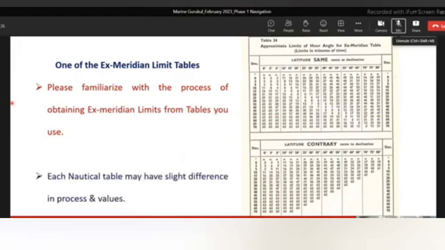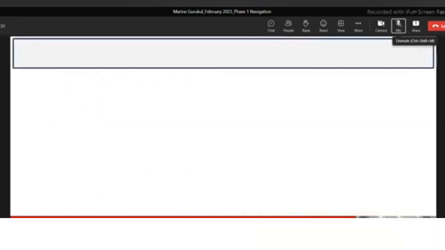However, you are likely to have different methods of obtaining ex-meridian limits based on the nautical tables that you use. So please familiarize yourself with the process of obtaining ex-meridian limits from the nautical tables that you use. Each nautical table may have slight differences in the process and also in the values, because these values are approximate. So there will also be a slight variance in the values, which is insignificant. You can go by the values that you get from your tables.